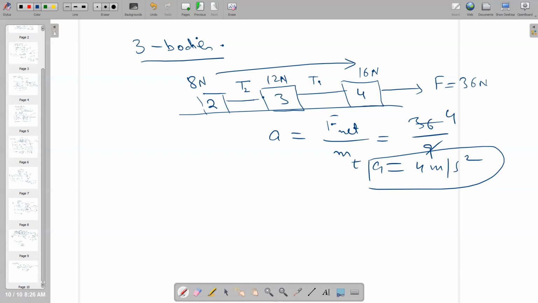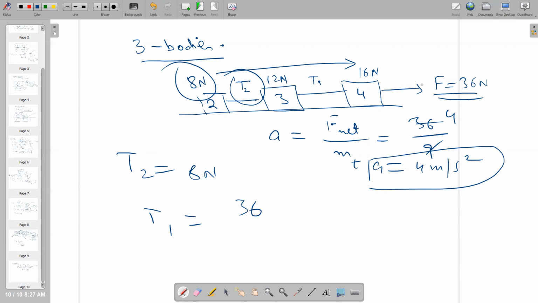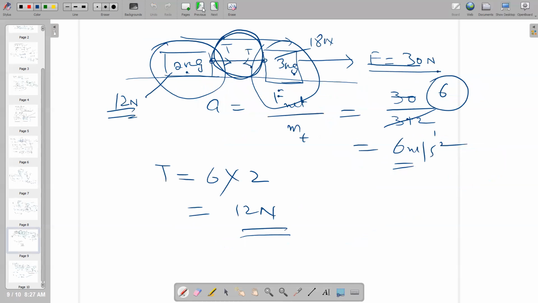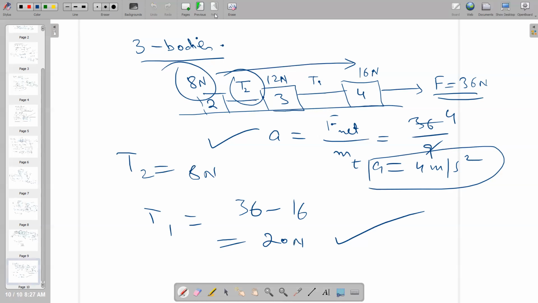Okay. So what will be the tension T2? T2, remember this force, 8 Newton. What will be T1? Yes, 36 minus 16, and this is equal to 20. So this is the answer. So this is for 3 bodies. Here I discussed with you the 2 bodies, and here I discussed with you the 3 bodies.